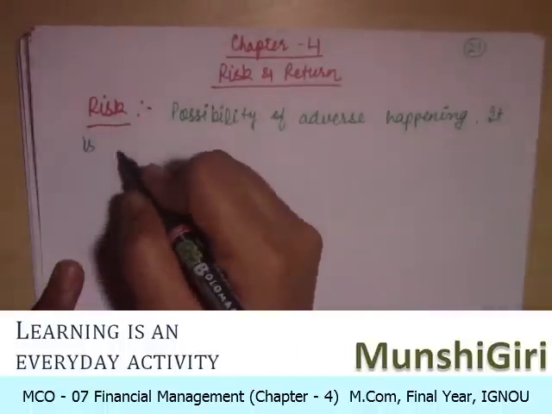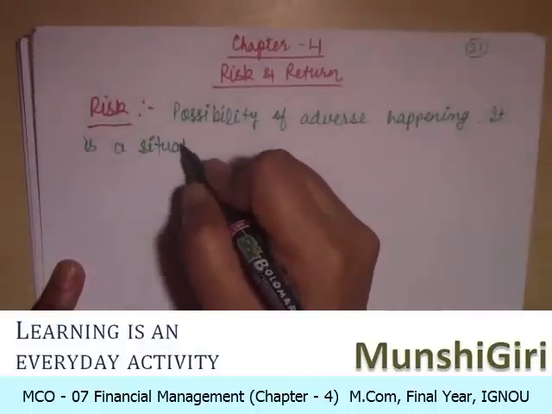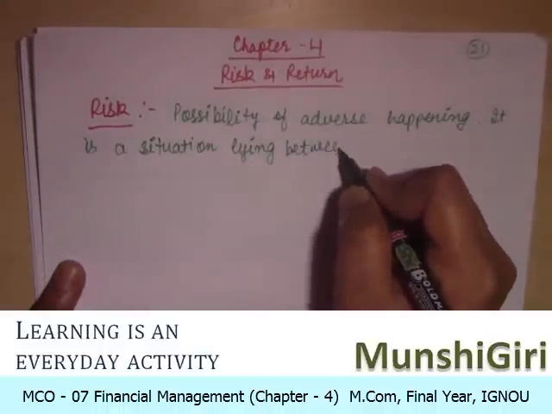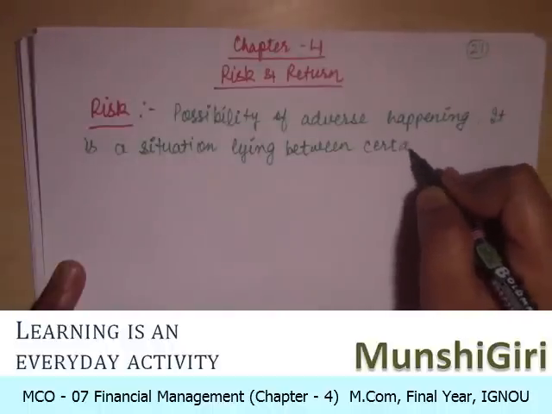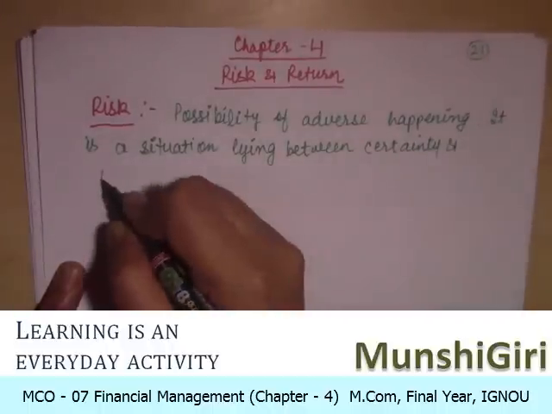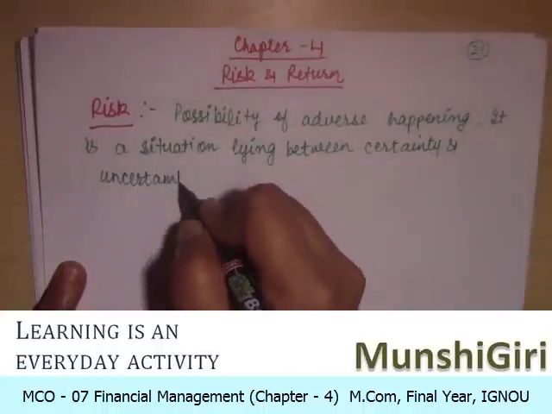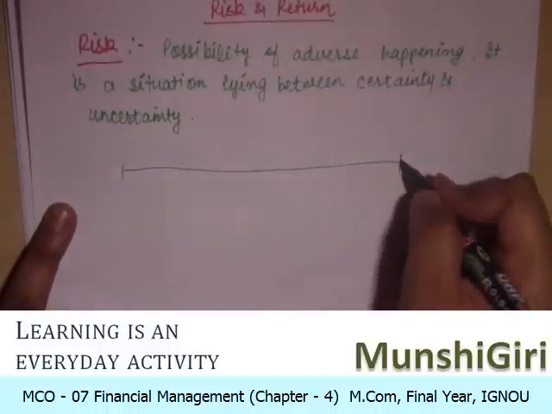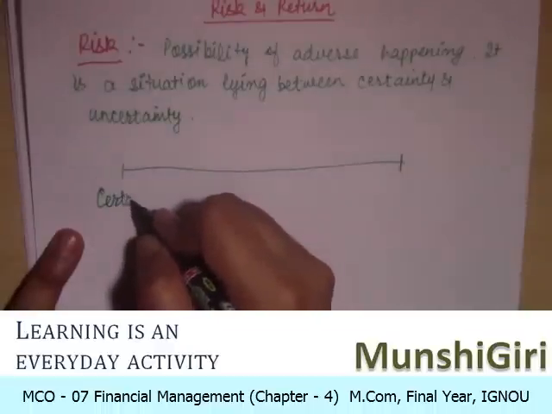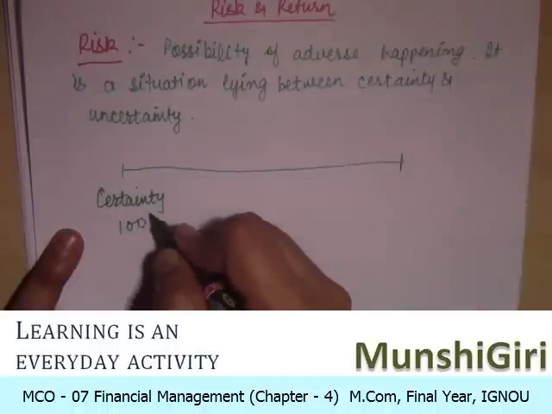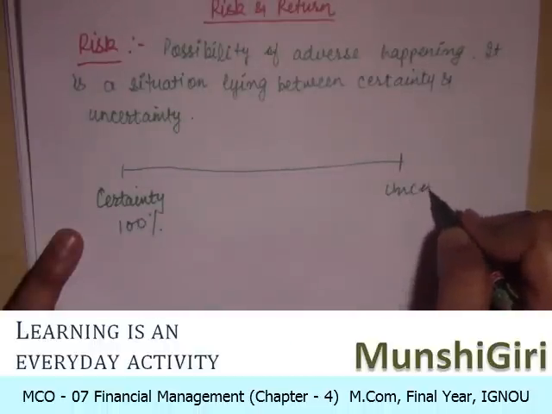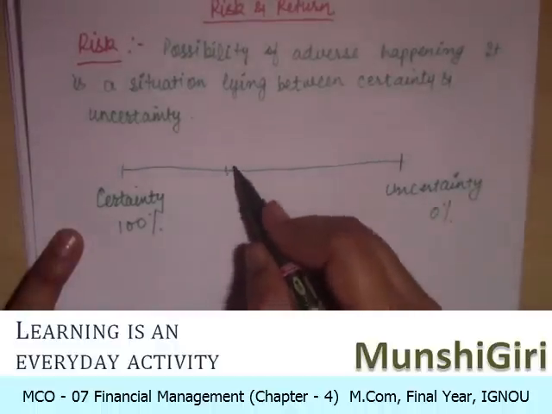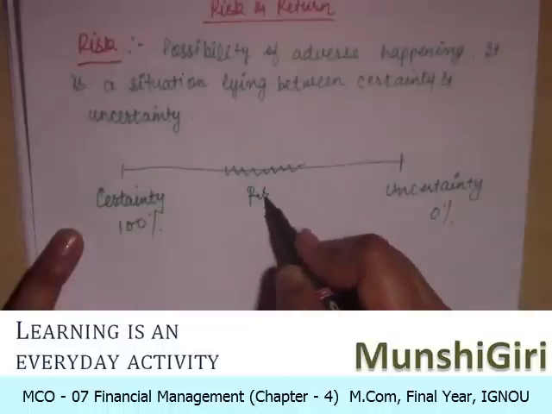It is a situation lying between certainty and uncertainty. This is certainty, that is 100%, and this is uncertainty, 0%. So the risk lies anywhere between these two.